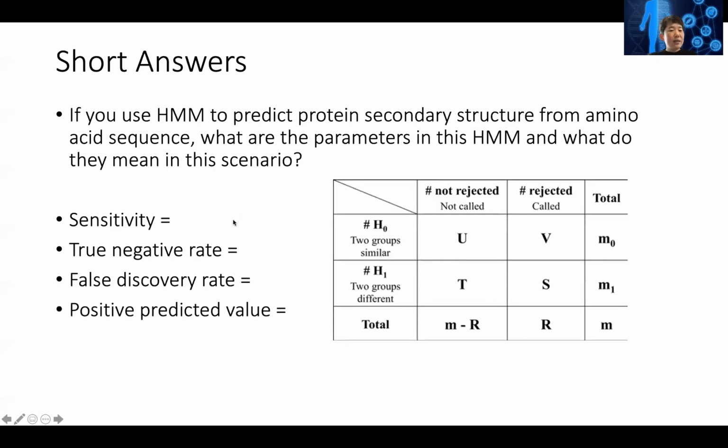So next one is short answers. If you use a hidden Markov model to predict the protein secondary structure from amino acid sequence, what are the parameters in this hidden Markov model, and what do they mean in this scenario? So what are the parameters in here? A hidden Markov model has initial probability. What is the initial probability in here?